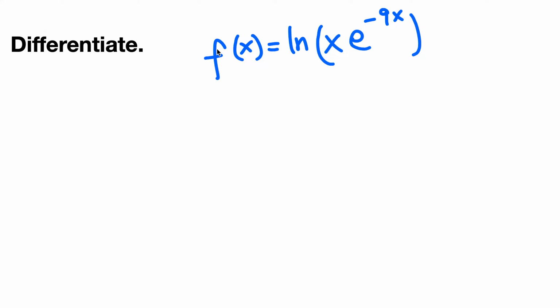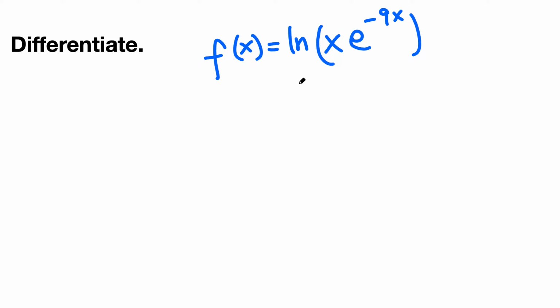Differentiate. We have a function to differentiate: ln of x times e raised to negative 9x. This problem can be done in two different ways, because using a property of logarithm we can expand, or we can simply use the chain rule without using the property of natural log.